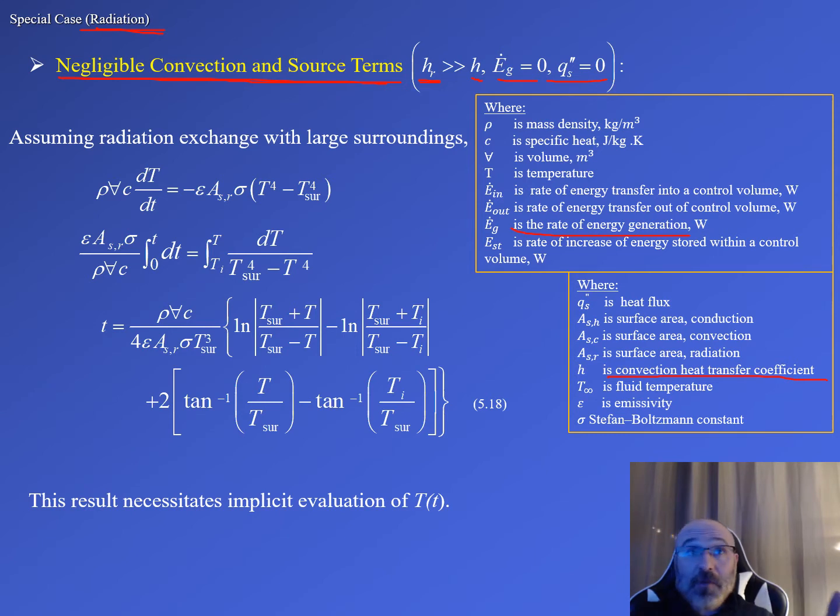So now, assuming radiation exchange with large surroundings, that's the other assumption we're going to make, that it's going to be with a large surrounding. We have this governing equation that we can see right here.